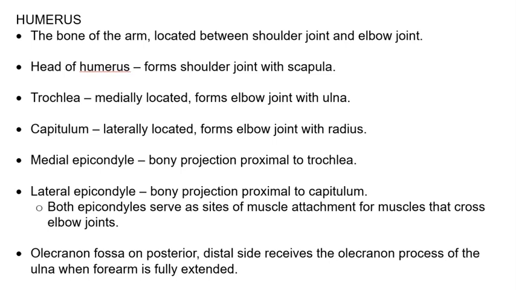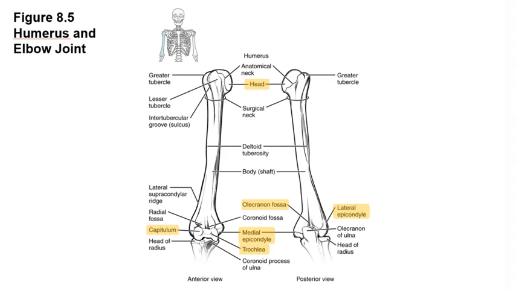The medial epicondyle is a bony projection that is proximal to the trochlea, while the lateral epicondyle is a similar looking bony projection, except it is proximal to the capitulum. Both of the epicondyles serve as sites of muscle attachment for muscles that cross the elbow joints. On the posterior distal side, we find the olecranon fossa, which receives the olecranon process of the ulna when the forearm is fully extended.